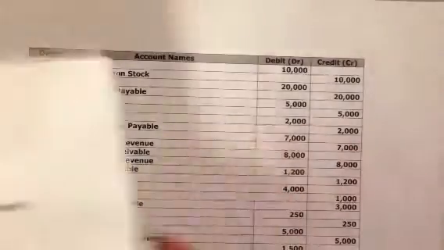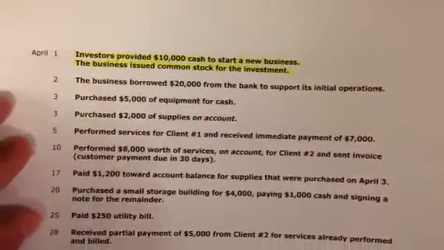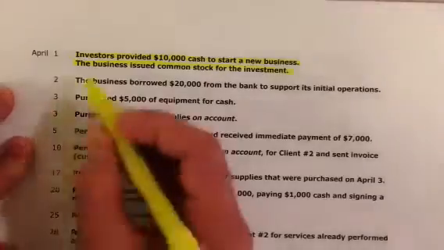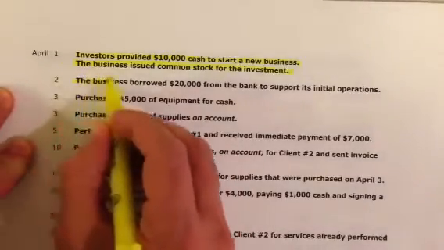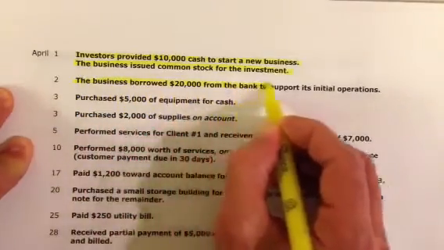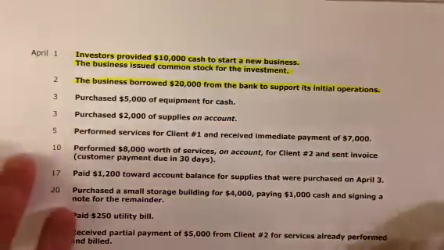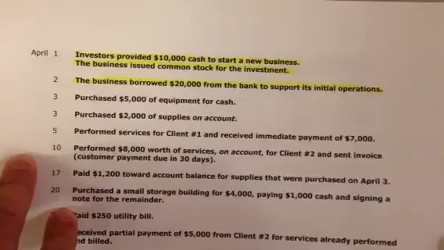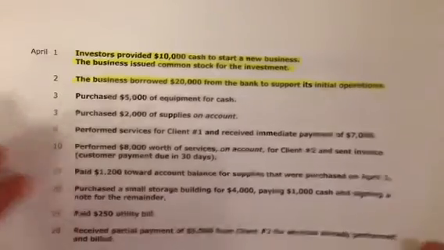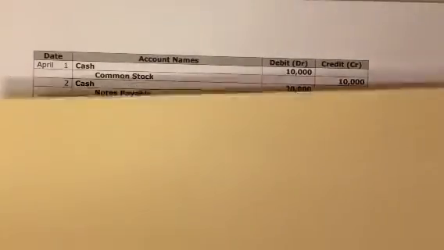That was the journal entry. Now let's go back to our next transaction. The second transaction shows that on April 2nd, the business borrowed $20,000 from the bank to support its initial operations. So cash went up in the business by $20,000, but we've also incurred a liability. And here's how we recorded that.